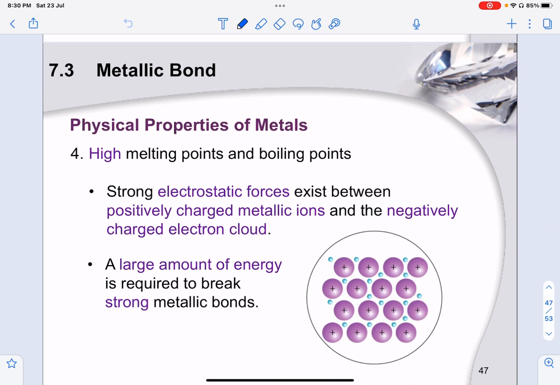Now, in terms of high melting and boiling point, similarly, they are held by very strong electrostatic forces of attraction between the positively charged metallic ions and the negatively charged electron cloud. A large amount of energy is also needed to overcome these metallic bonds.